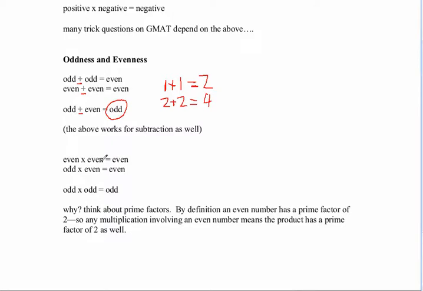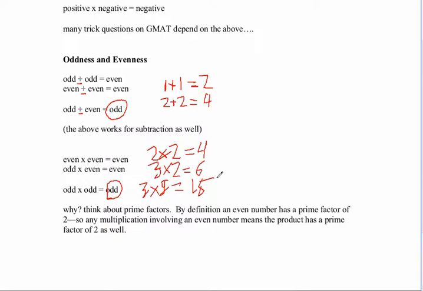Now thinking about multiplication, an even number times an even number is an even number. 2 times 2 is certainly going to be 4, and that's going to be even. You can think of any two even numbers you like, multiply them, and the result will be even. An odd times an even number, so let's say 3 times 2, is always going to be even. The only way that you can get an odd number as the result of multiplication is if you multiply two odd numbers together. So let's say 3 times 5. Now, that's always going to be odd.